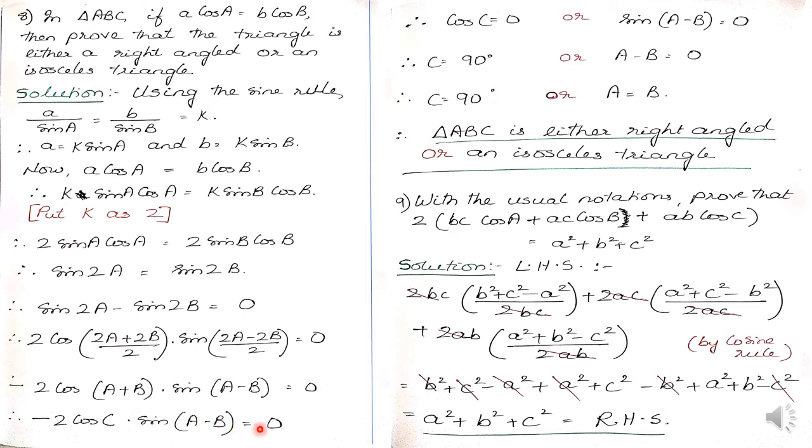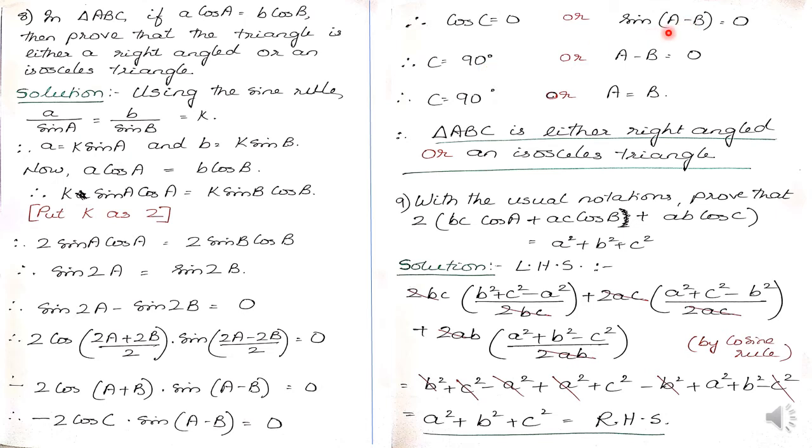The 2 is of course there from the beginning itself. So we get −2 cos C sin(A−B) = 0. Minus 2 goes to the RHS, and 0 upon −2 is 0. Thus we get either cos C = 0 or sin(A−B) = 0.